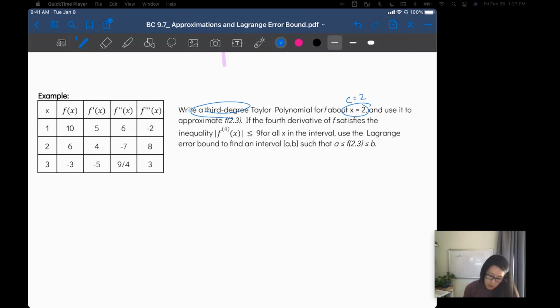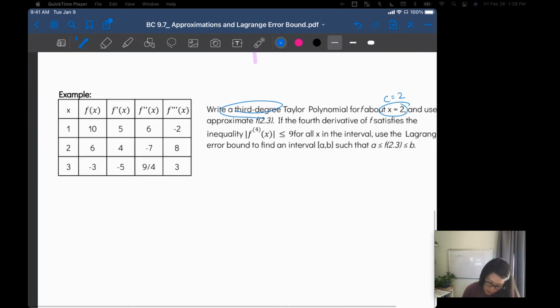If the fourth derivative of f satisfies the inequality, the absolute value of the fourth derivative of f of x is less than or equal to 9 for all x in the interval. Use the Lagrange error bound to find an interval a to b such that a is less than or equal to f of 2.3, and that's less than or equal to b. Okay. So here we go.